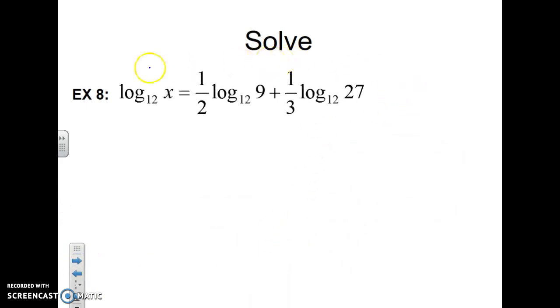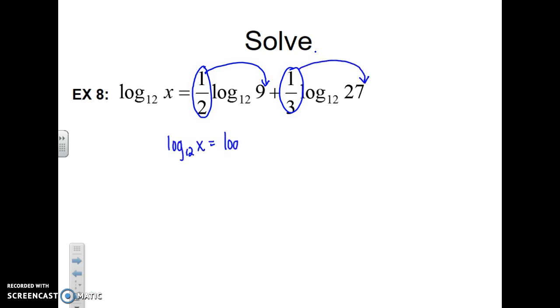Okay, whenever we look at a problem like this, we're going to have to do a little more simplifying. We notice everything is in terms of log base 12, but we have all of this stuff on the outside of the logarithm. So what we need to do is take this 1/2 and pull it in as an exponent. We need to take the 1/3 and pull it in as an exponent. So we'll have log base 12 of x equals log base 12 of 9 to the 1/2 power plus log base 12 of 27 to the 1/3 power.